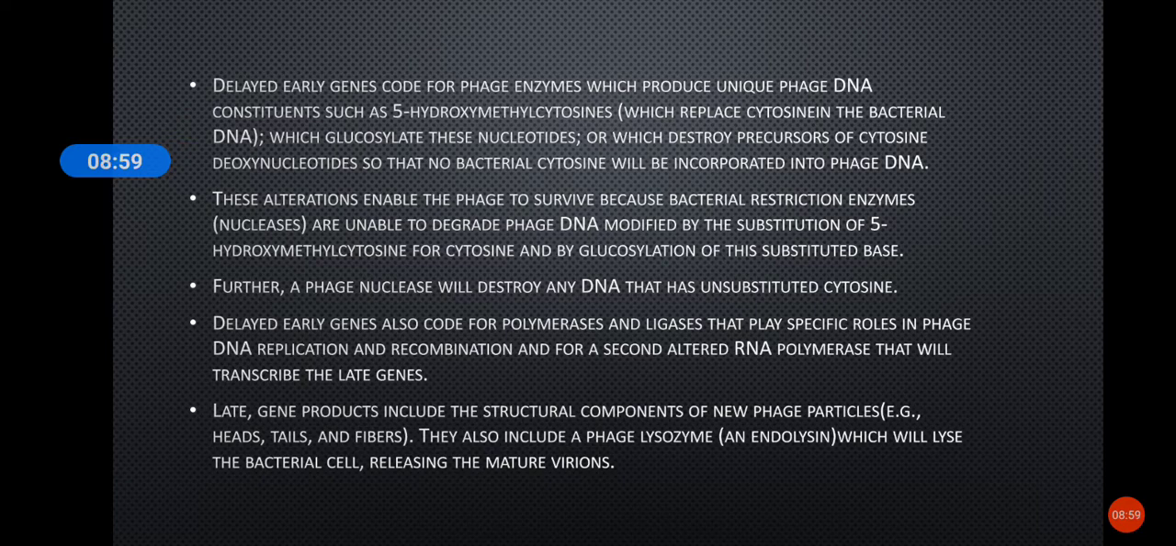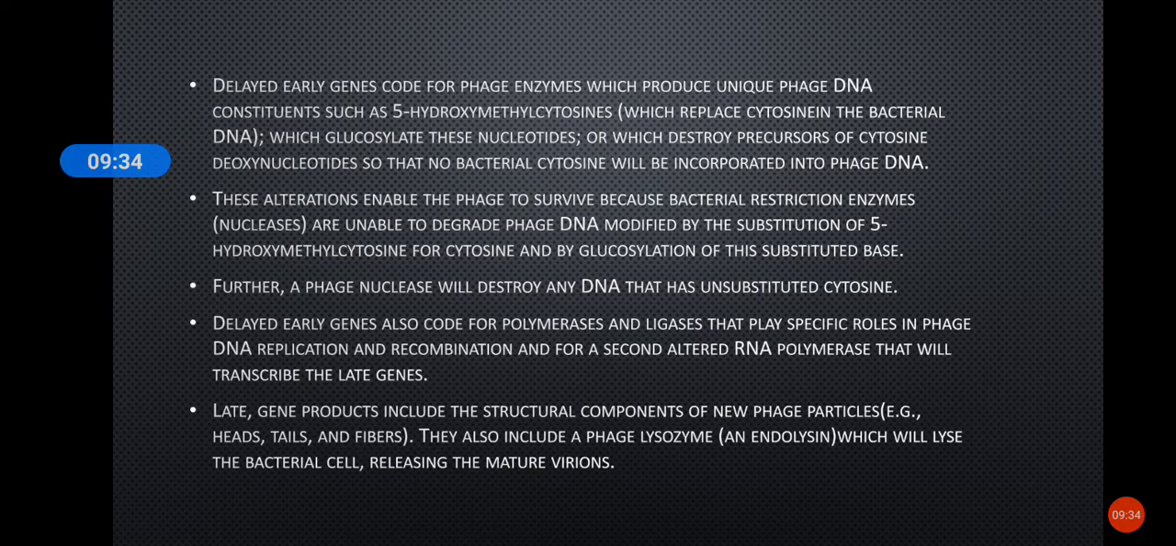The delayed early genes code for phage enzymes, and these phage enzymes will modify the phage DNA. Like, 5-hydroxymethyl cytosines are added instead of the cytosine in bacterial DNA. Then they glycosylate the nucleotides, or they destroy the precursors of cytosine deoxynucleotides, so that no bacterial cytosine will be incorporated into the phage DNA. So that is the function of delayed early genes.